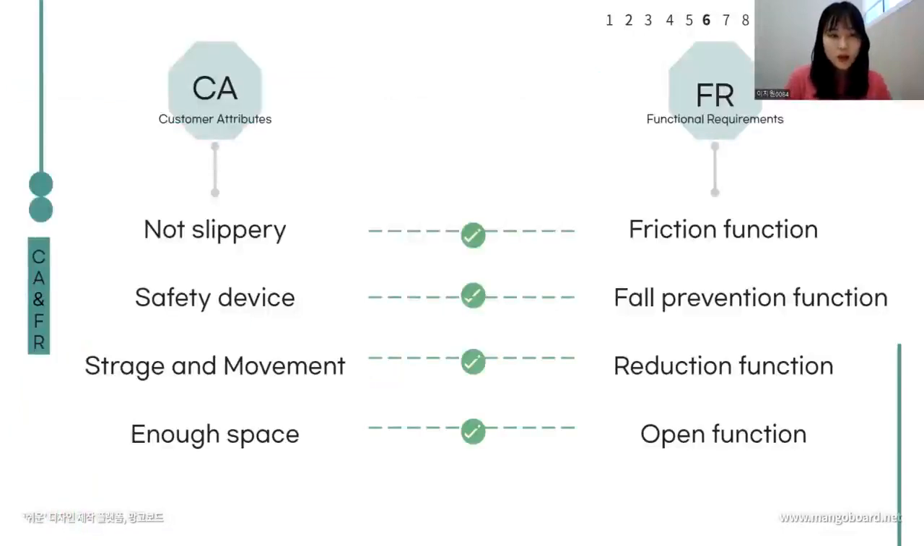After checking it, we analyzed the customer's attributes, called CA, to design the plans. Things like this: first, not slippery; second, safety devices for preventing falls; third, easy storage and movement; and then adequate space for long-time work. The functional requirements, called FR for CA, were like this: functions for friction, fall prevention, reduction, and open function.